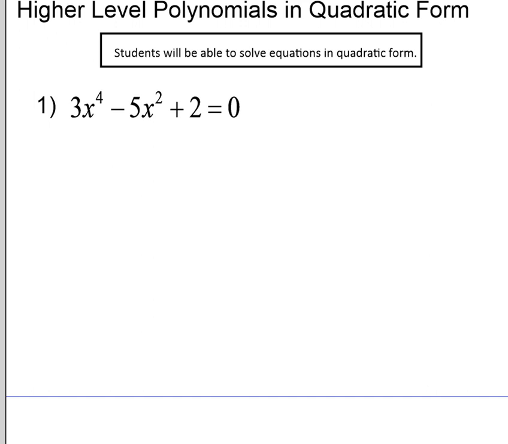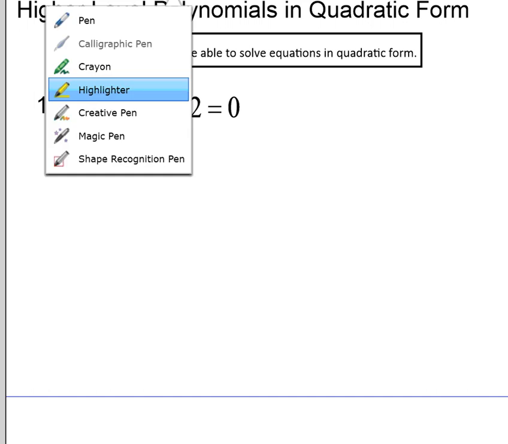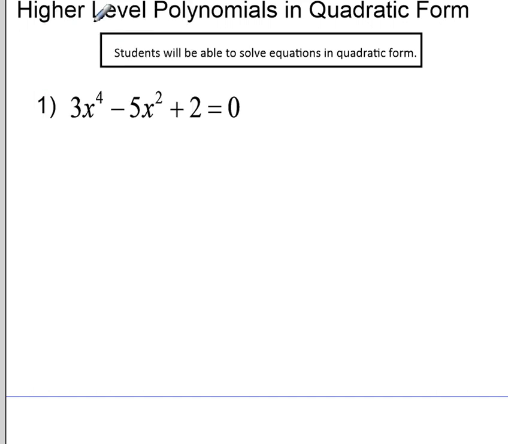Okay, this is a pre-calculus video on solving higher level polynomials in quadratic form. What that means is this is not a quadratic because it has an exponent of the power of 4. However, you can use a quadratic factoring method to solve this. And so we're going to factor this as if it were quadratic. And I already reviewed that with you when we did our factoring review.